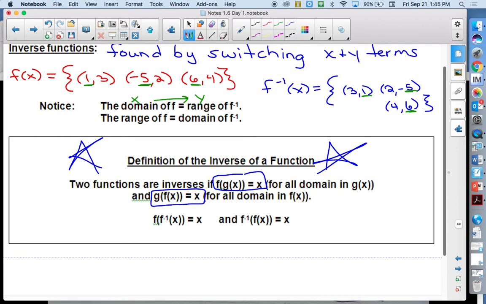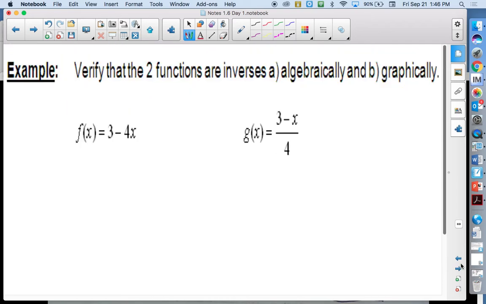Underneath it says the same exact thing except with inverse notation. So the function and its inverse, if you do the composite of those, it has to be equal to x, and the other way around. So this is a conditional if and only if statement from geometry. The inverse and its function must also be equal to x. So we're going to try and show that with the next problem. We're going to show it algebraically and then see what happens with it graphically.